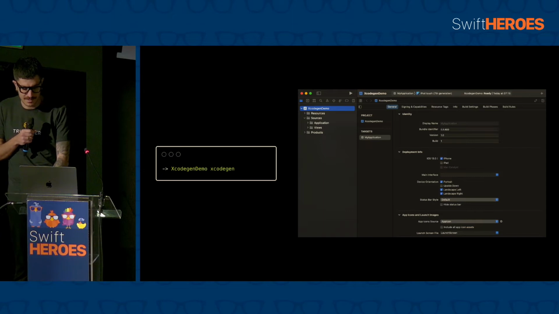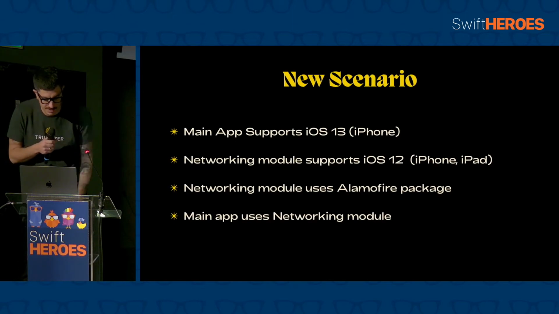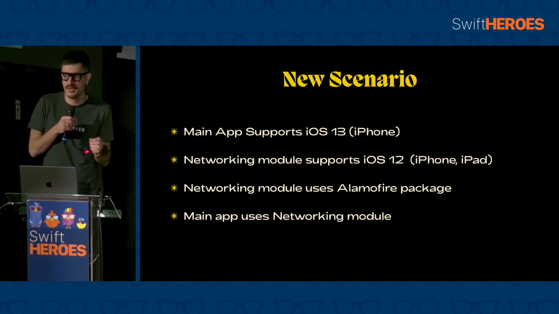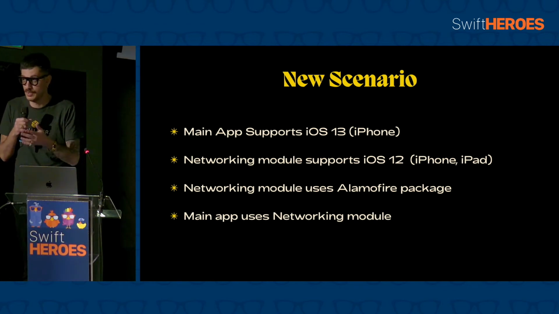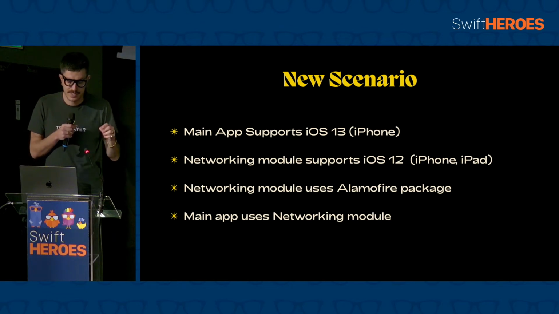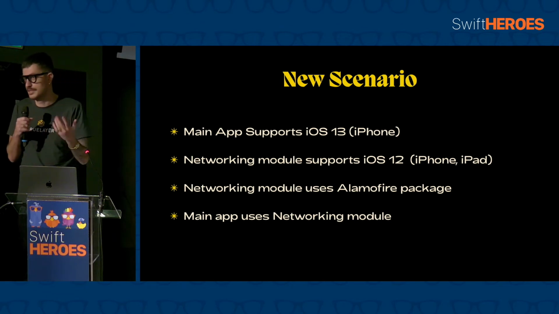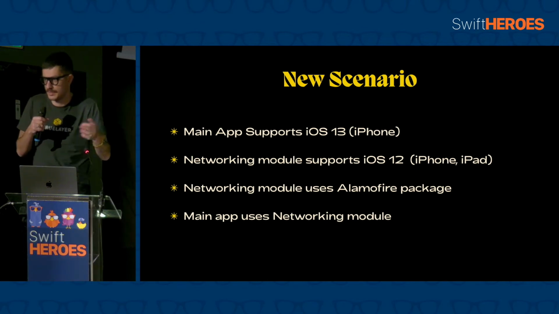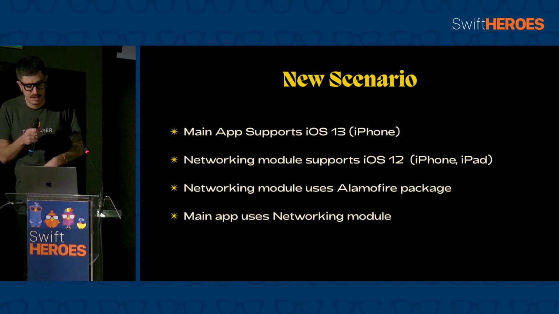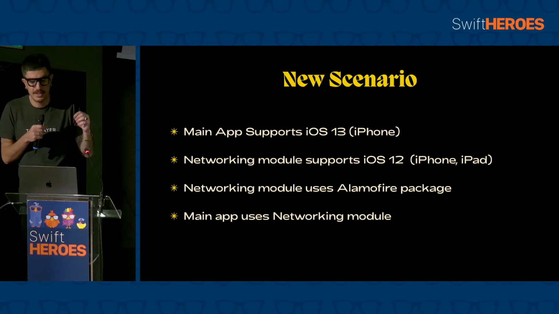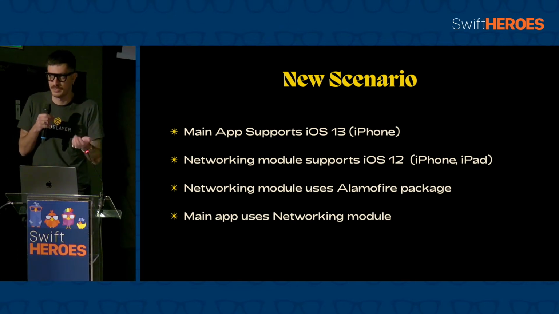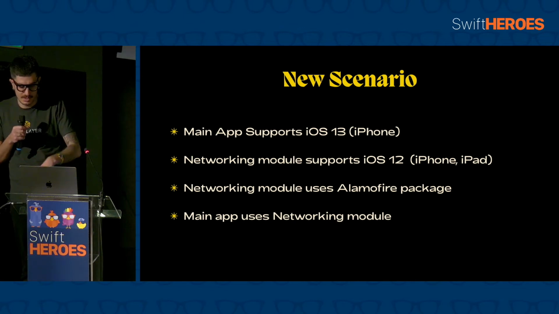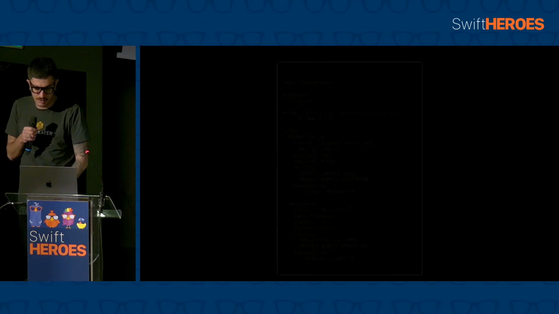So let's look at something slightly more complicated. Now let's say we have our main app that supports iPhone, iOS 13, but then we have our networking module, because you should modularize your app. And it supports iOS 12, because we built it before, we never updated it. And it supports iPhone and iPad because we have two separate apps, one for iPhone and one for iPad. And then the networking module uses Alamofire because we're lazy and we don't want to do our own networking. And then the main app uses the networking module. So how can we go about that?